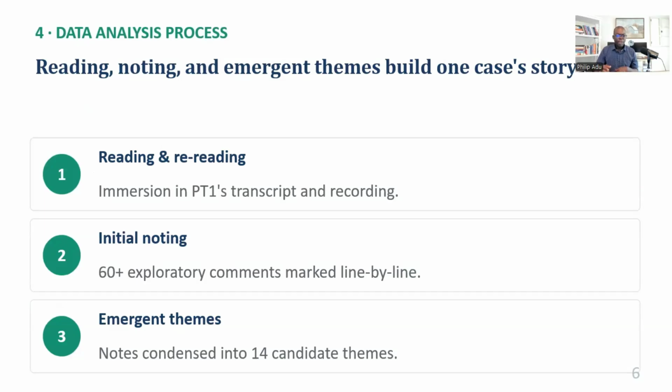I'm going to show you for IPA, there are about 6 steps that you have to follow. So the first step is to read and reread. And as you can see here, after that, I provided the outcome, right? So the outcome is that I was able to immerse myself in PT1's transcript and recording, because I read it, I have gotten a complete understanding of the participant's experience, right?